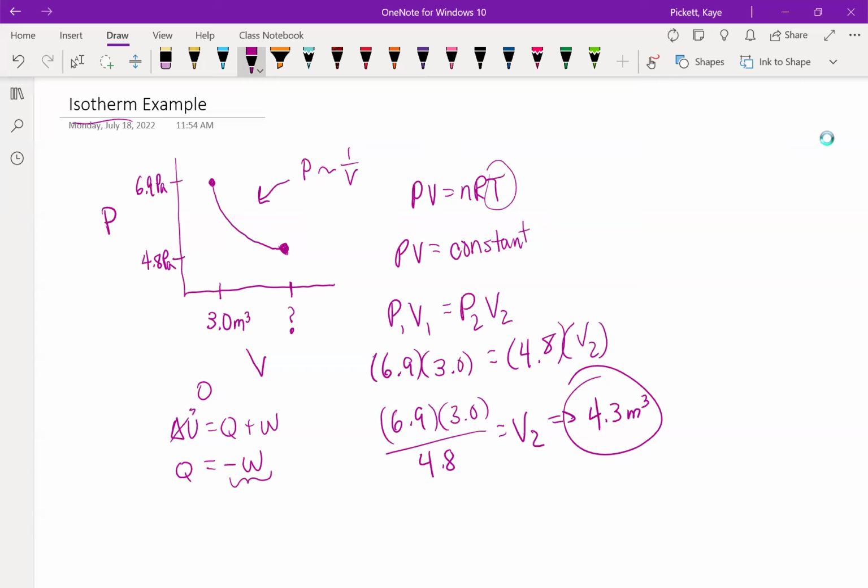So when dealing with an isotherm, the key factors that you need to remember are that the internal energy is not going to change and that the temperature is going to be constant. If the temperature is constant, then the pressure times the volume is also constant. And so you wind up with that situation. All right.